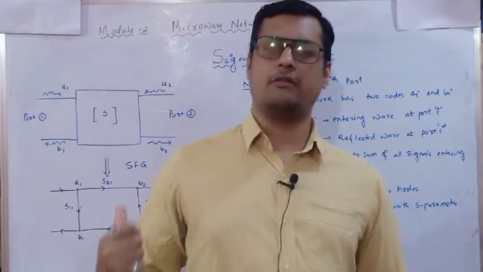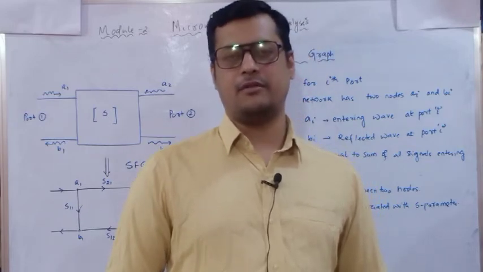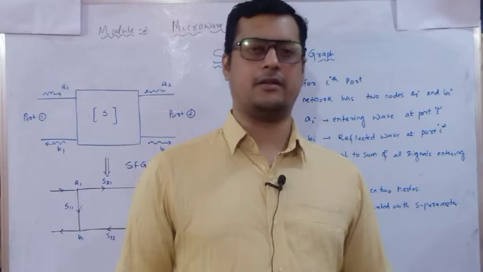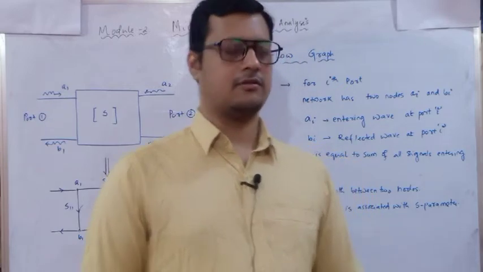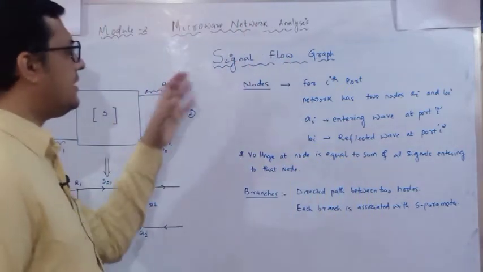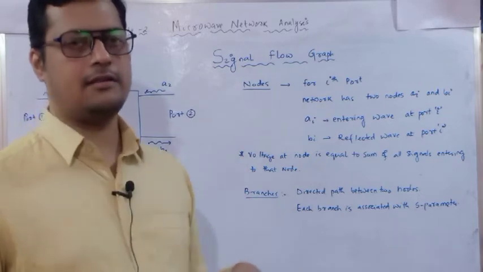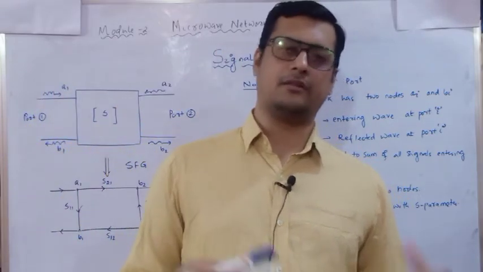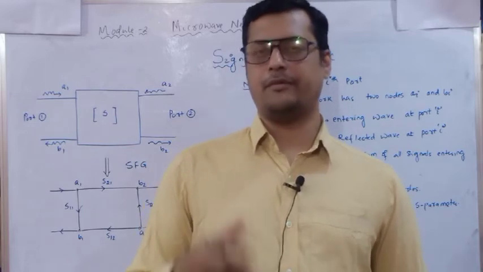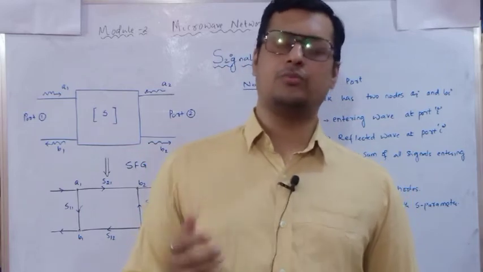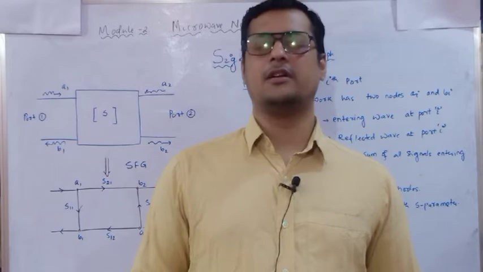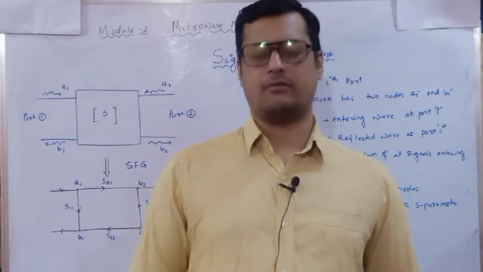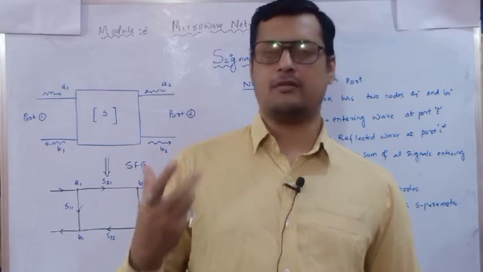Here also we are going to use Mason's gain formula to form a relation between input and output, or output with respect to the given input. So let me first discuss what the signal flow graph is, and how we are going to analyze the 2-port network first. Then we will enter the 3-port network while solving the numerical. If you understand the concept of a 2-port network, it is very easy to represent a 3-port or 4-port network. Only the scattering parameters are going to increase.